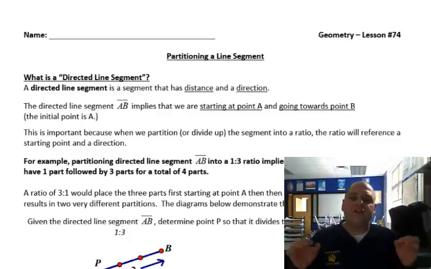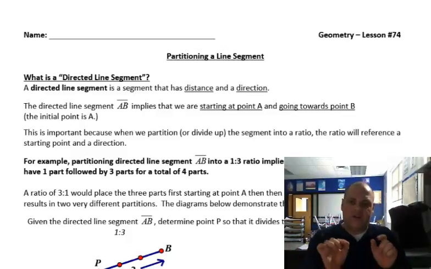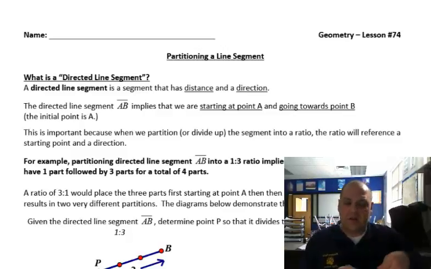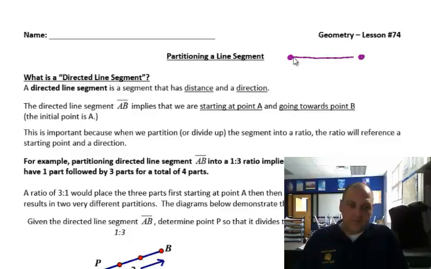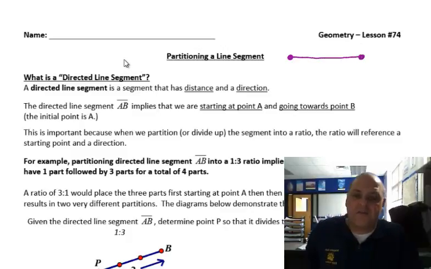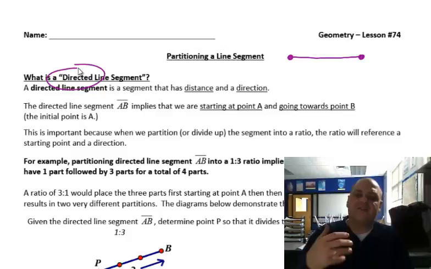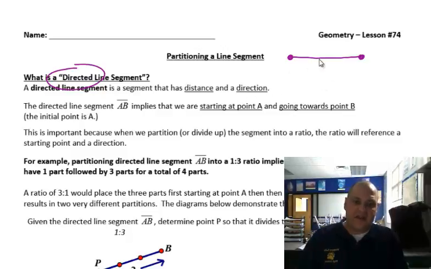First of all, what is a directed line segment? You're going to see that phrase, directed line segment. Well, we should all know what a line segment is. A line segment is basically just a segment of a line, right? So we have endpoints. And the only difference with a directed line segment is it has direction. It has distance, obviously, it has length or distance, but it also has direction.